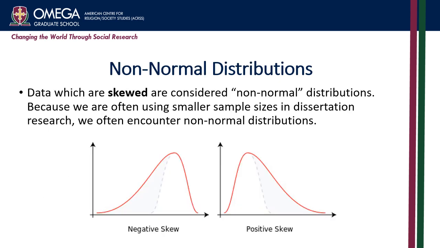However, what we end up with in non-normal distributions are skewed data. So as opposed to the bell curve, you can see how these data look when they are distributed. And they're skewed either negatively or positively about the mean. So the mean is not close to 0 in these cases. The data are shifted one way or another based on how they fall on the histogram. And because we're often using smaller sample sizes in dissertation research, we often encounter data distributions that look more like these than they do like a normally distributed curve. And so we end up using non-parametric procedures to compute our statistics.